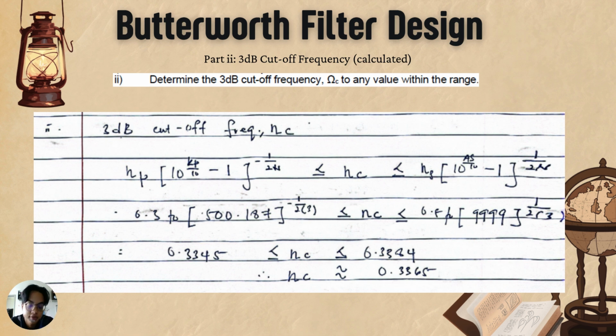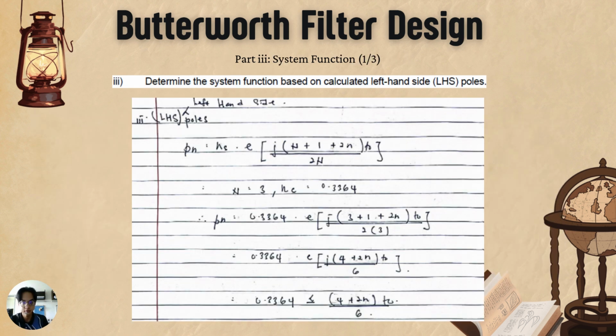So we use this formula, and then we plug in the parameters that we have identified beforehand. For the 3 dB cutoff frequency, we get an estimate of 0.3365, in between 0.3384 and 0.3345. And then we have to determine the system function based on the calculated left-hand side poles.